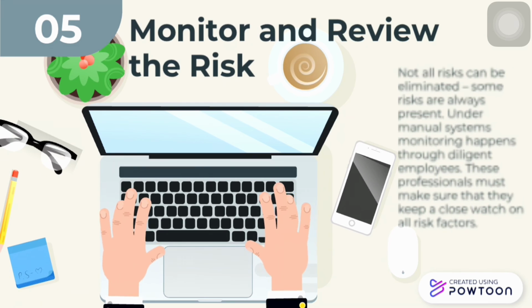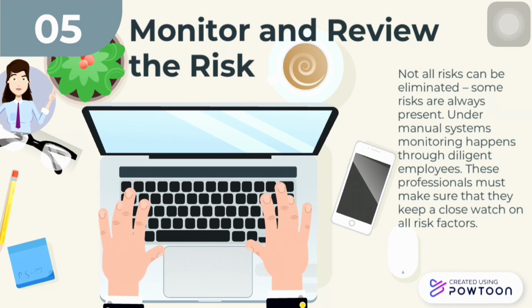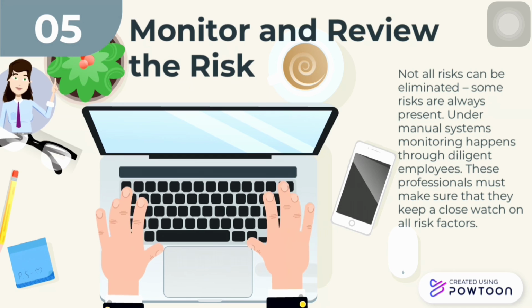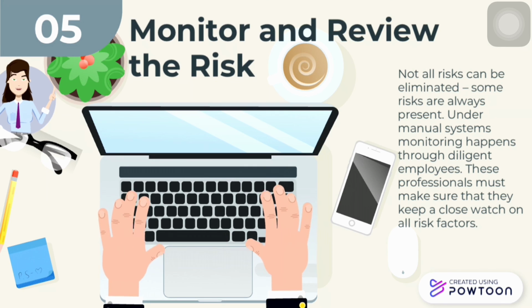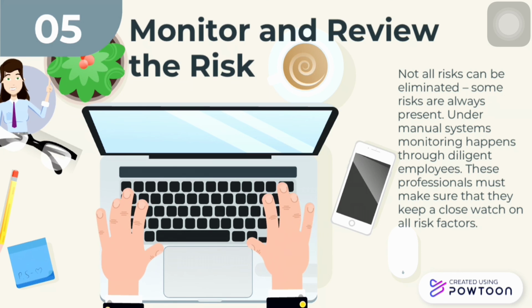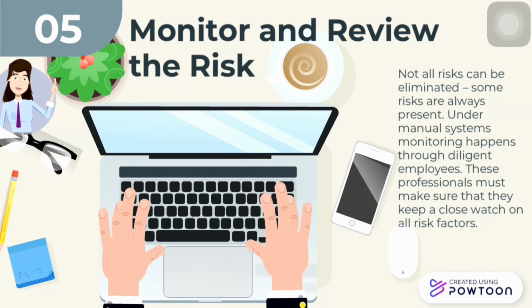Step 5. Monitor and review the risks. Not all risks can be eliminated. Some risks are always present. Market risks and environmental risks are just two examples of risks that always need to be monitored. Under manual systems, monitoring happens through diligent employees. These professionals must make sure that they keep a close watch on all risk factors. Under a digital environment, the risk management system monitors the entire risk framework of the organization. If any factor or risk changes, it is immediately visible to everyone. Computers are also much better at continuously monitoring risk than people. Monitoring risk also allows your business to ensure continuity.